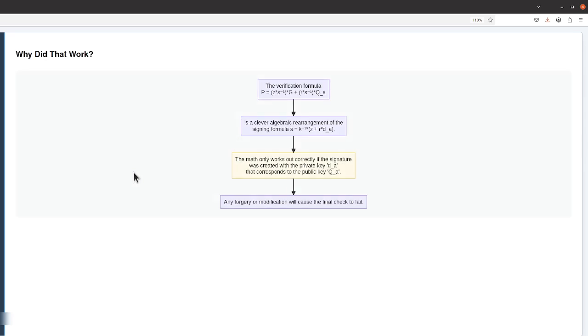Why did that work? The verification math seems almost magical, but it works because of how S was constructed. A deep dive into the math is beyond the scope of this presentation, but at a high level, the verification formula is essentially a clever algebraic rearrangement of the signing formula. It is designed in such a way that if, and only if, the signature was created with the private key that corresponds to the public key used in the verification, will the final x-coordinate equal the original R value. Any change to the message or any attempt to forge a signature with the wrong key will cause the final check to fail.